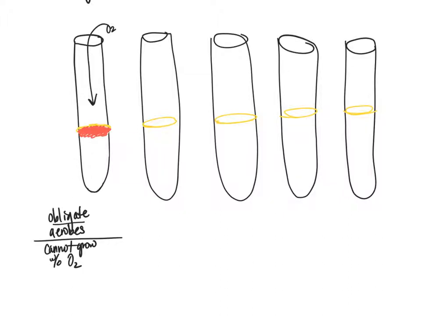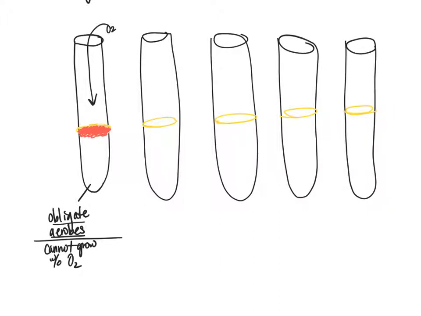Obligate aerobes, aerobe meaning oxygen. These are the ones that go through aerobic respiration and aerobic respiration alone, because they are unable to metabolize any other way; if they don't have exposure to oxygen, they die. So these are obligate aerobes.